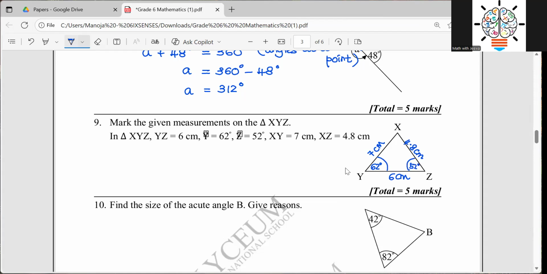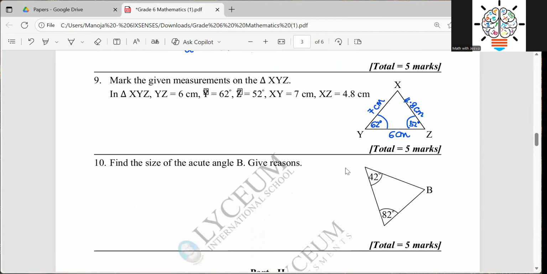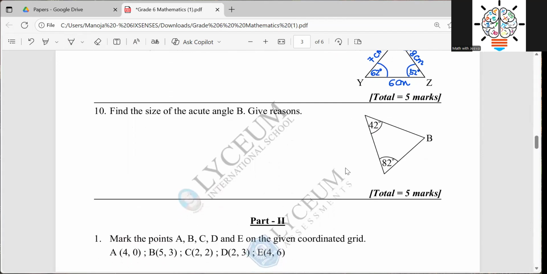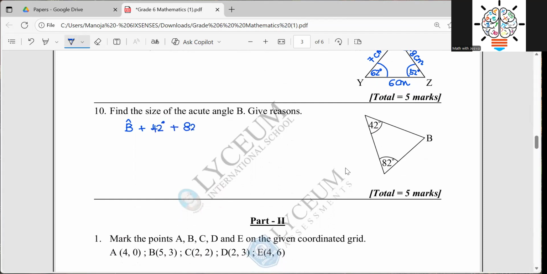You just see that I always wrote the centimeter units, right? 6 centimeters, 7 centimeters, 4.8 centimeters I wrote. And whenever I mark the angle, I use 62 degrees and then 52 degrees, right? So then you get the 5 marks when you have marked all these 5 components. Find the size of the acute angle B, right? So then we want to find the B angle. How do you do that? Angle B and 42 degrees and 82 degrees all together add up to 180.